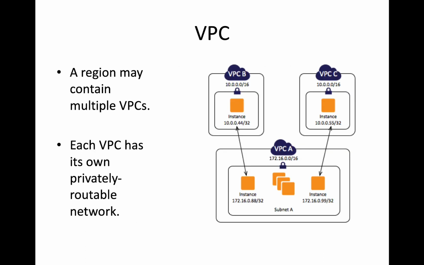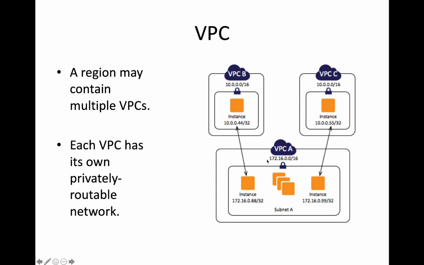When you start working with VPCs, one of the things to understand is that you can create multiple VPCs within any given region. And when you create each VPC, the VPC has its own privately routable network block. So, for example, in this diagram, you see that I have a region where I have defined three different VPCs, VPC A, B, and C.